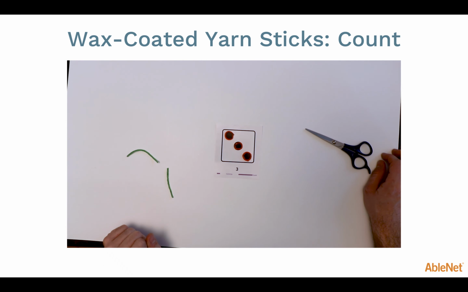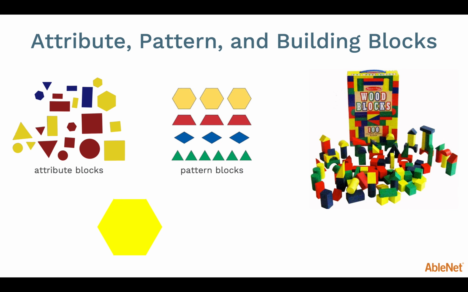There are 2 sets of 2-dimensional shapes, attribute blocks and pattern blocks. Attribute and pattern blocks support discussions that include shapes, colors, and size comparisons. The shapes within each set were created so that the smaller shapes can fit onto the larger shapes to demonstrate partitioning and beginning the discussion of equal shares.